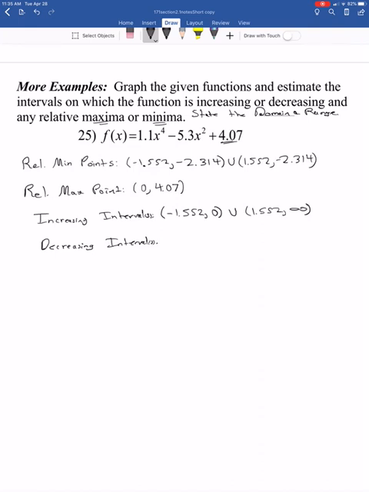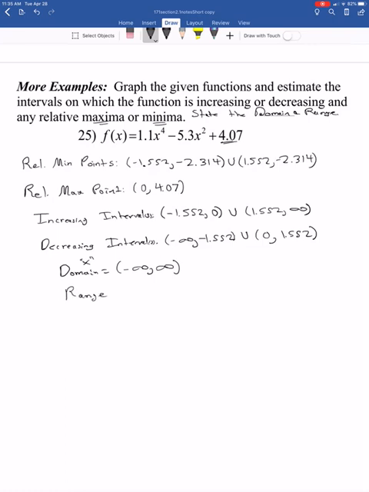And our 2 decreasing intervals: we began the graph looking at a decreasing interval from negative infinity all the way over to negative 1.552. And then where do we have our second decreasing interval? We can put that in interval notation. We had our second decreasing interval between 0 and 1.552. Let's go ahead and write in our domain. Domain is all the x values. This graph was continuous, with no breaks and no undefined values. All real numbers x, negative infinity to infinity.